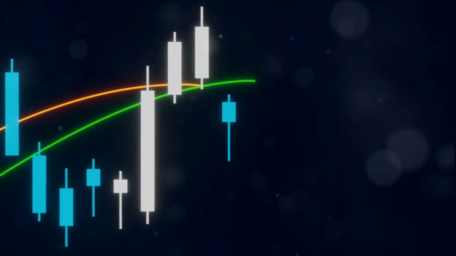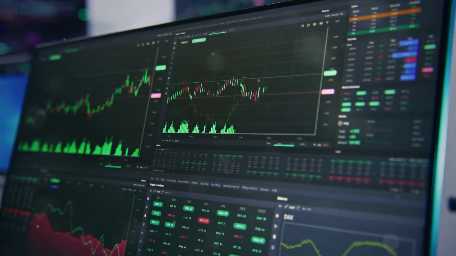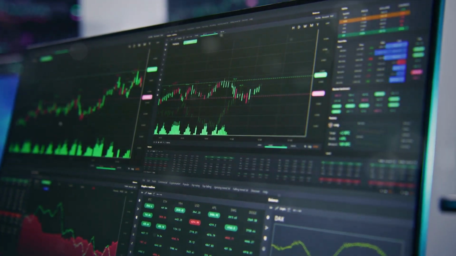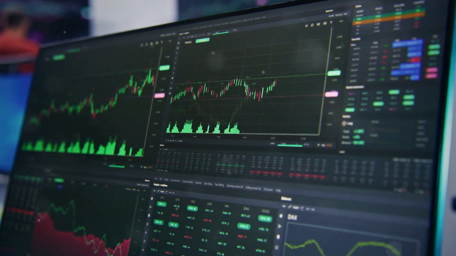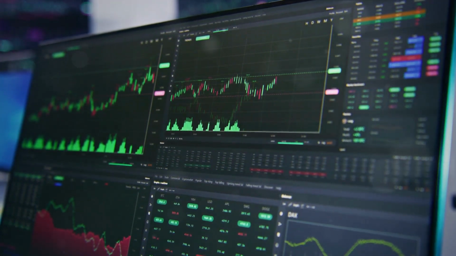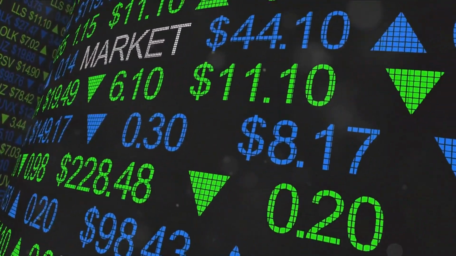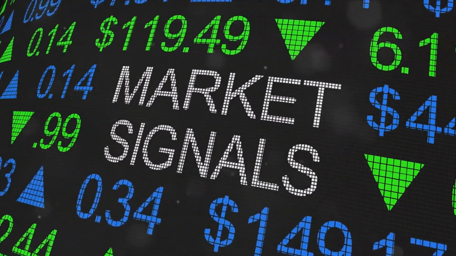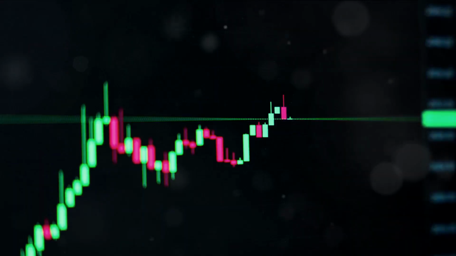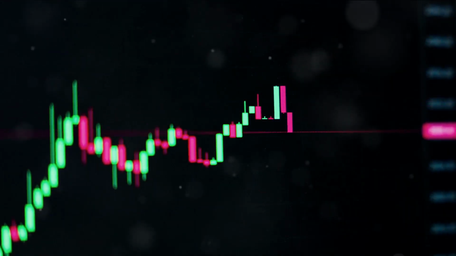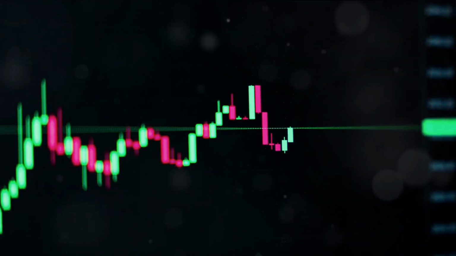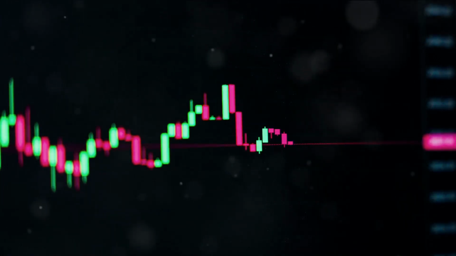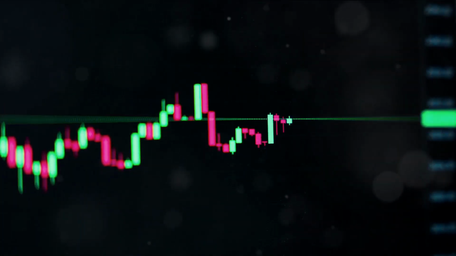The MACD line is responsive to the immediate changes in the price, while the signal line, that constant yellow line, is slower and more stable. Now here's the interesting part. When the MACD line crosses above the signal line, it's a signal to buy. This crossing is represented by a green bar in the histogram. Why? Because it indicates that the short-term momentum is rising faster than the long-term momentum, suggesting an upward trend.